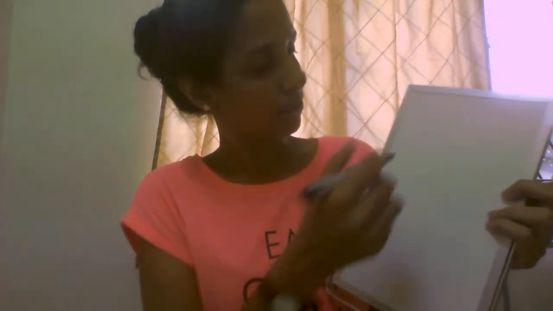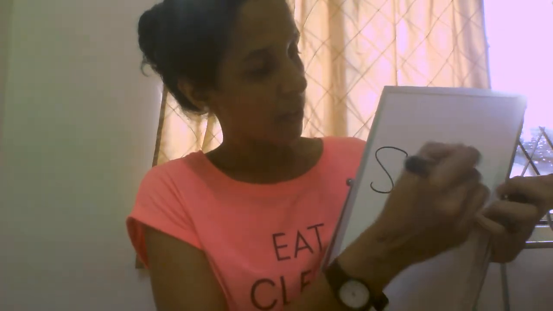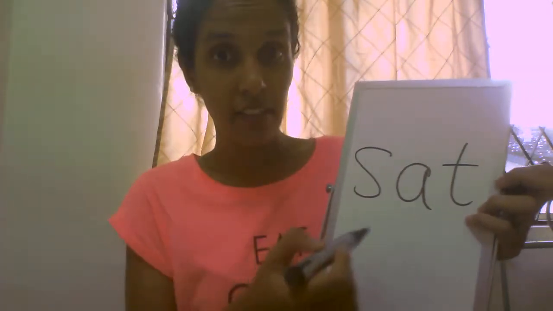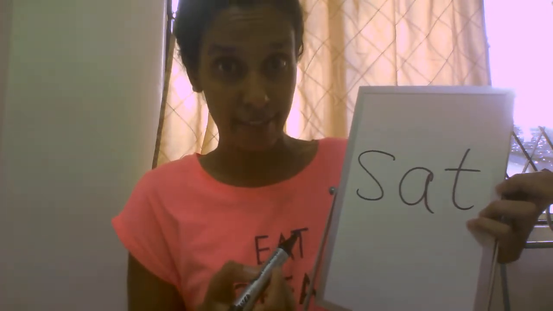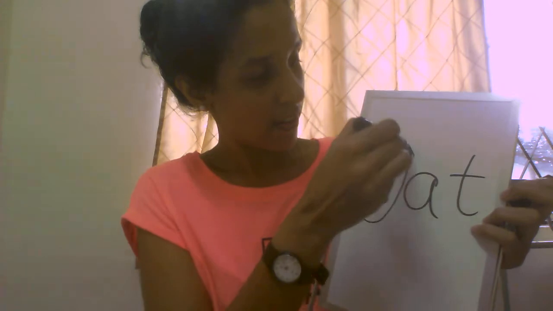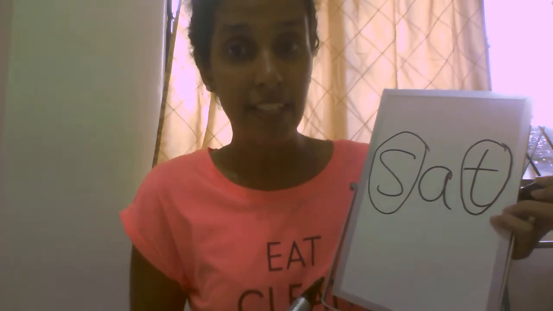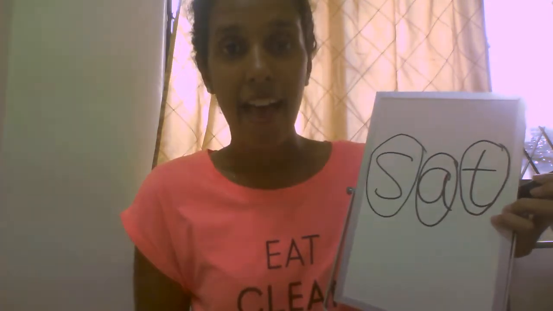I would like you to now, when I draw a circle around the letter, you're going to make the sound. S. T. Ah, that's right. And we're going to just vary that a little bit. I'm going to use these letter sound cards. And when I show you a letter, you're going to make the sound.